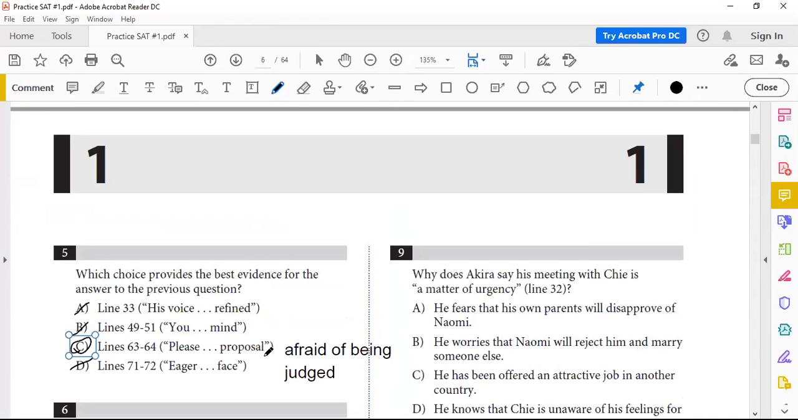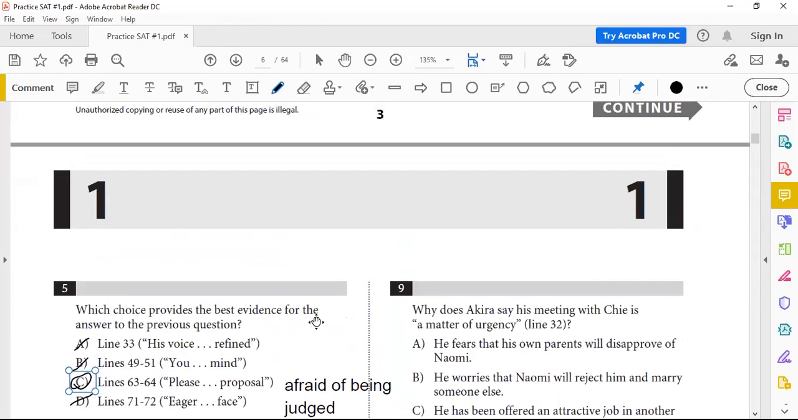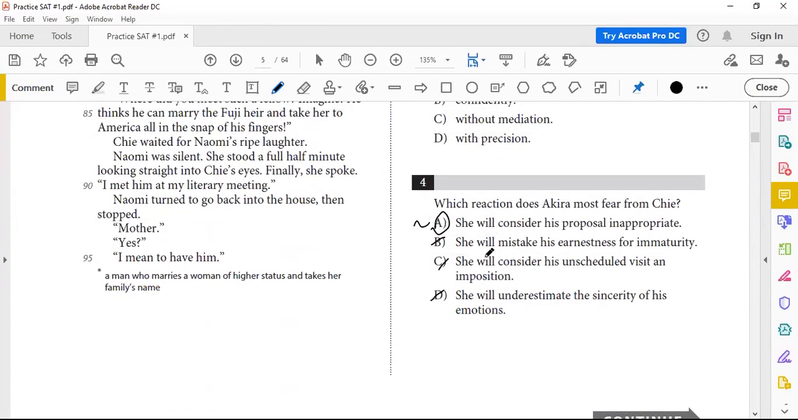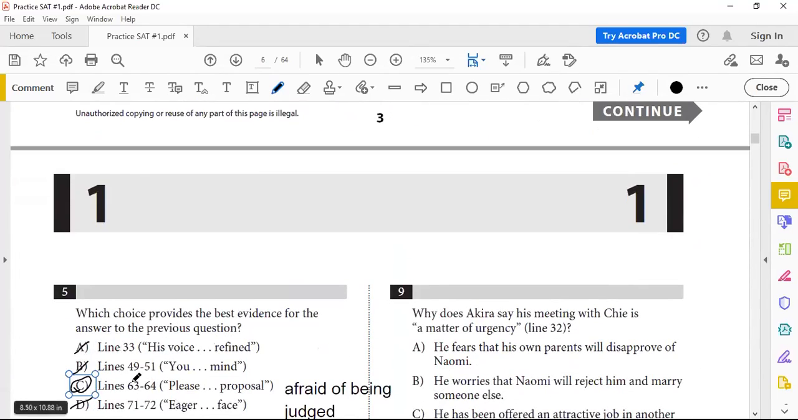So you can see how we treated it as one question rather than looking through the whole passage and trying to get the answer from the whole passage to this question. You instead use the lines to your advantage.